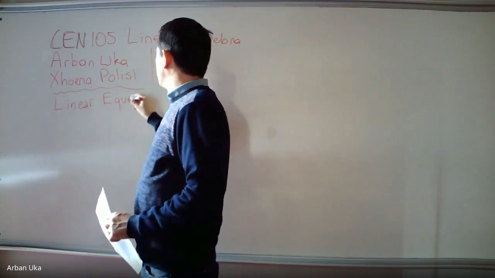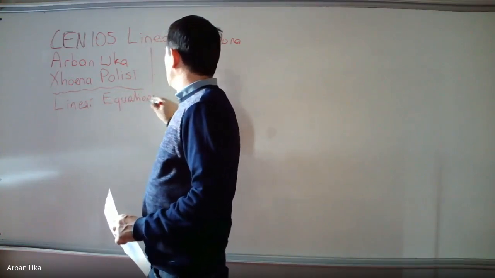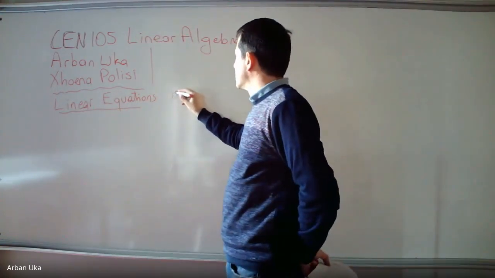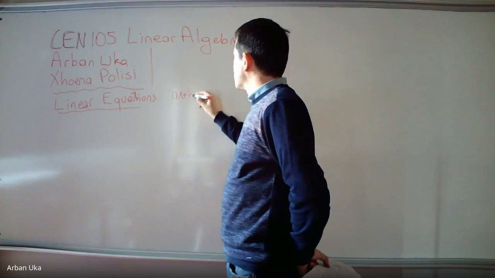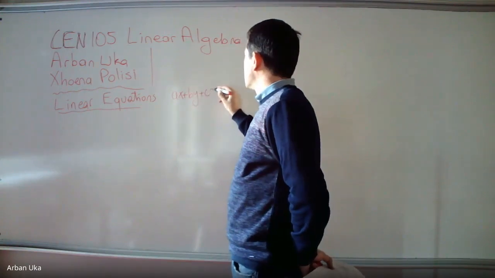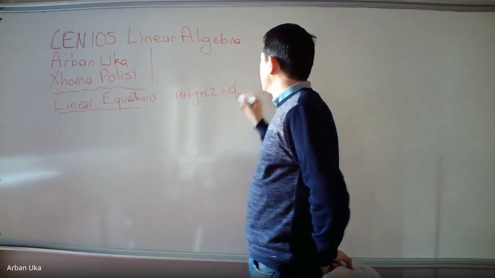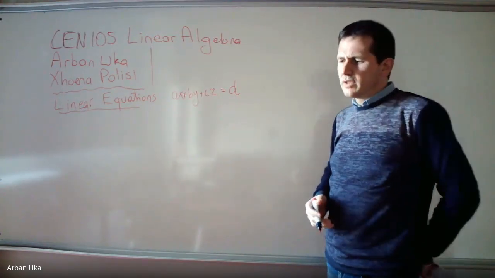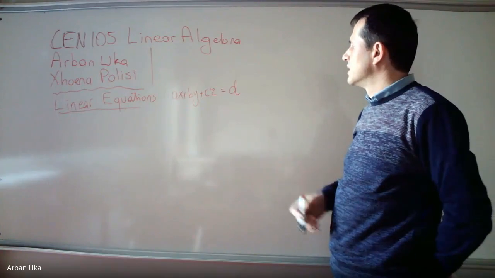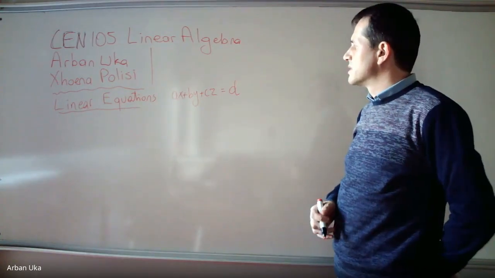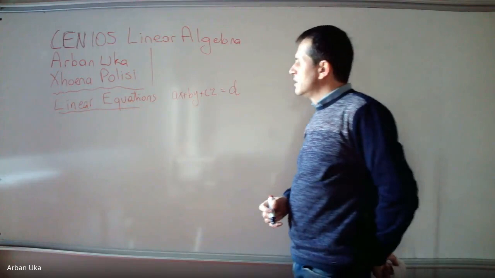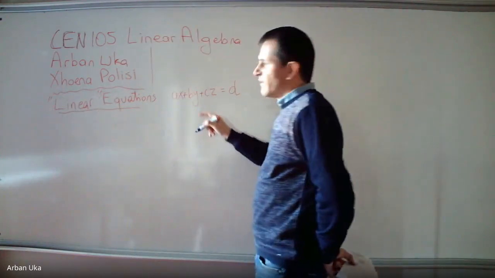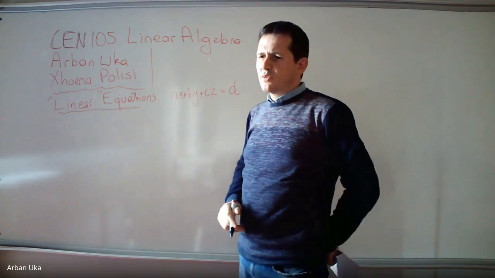Now, a linear equation is any expression that looks like this: ax plus by plus cz is equal to d. Solving systems of linear equations means that we have to solve for a series of these unknowns. And the key word here for linear algebra and linear equations is that all the unknowns are to the power 1. Okay?